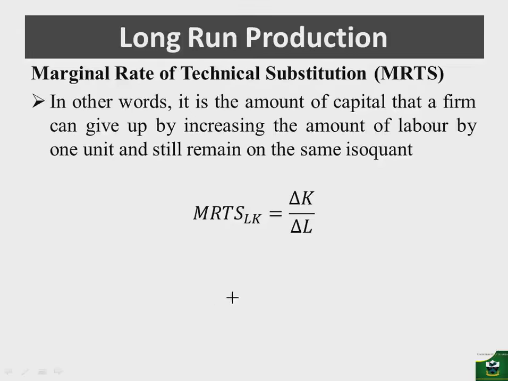Now, if you wanted to find the marginal rate of technical substitution of capital for labor, we interchange these. It means up here we'll have the change in labor divided by the change in capital. So this is the marginal rate of technical substitution of capital for labor.